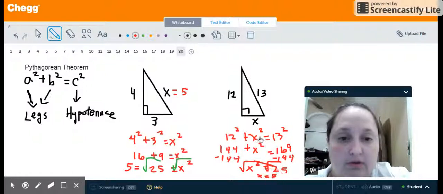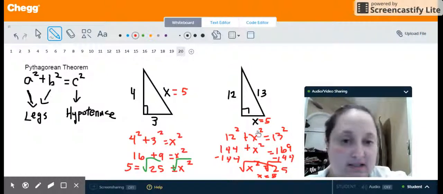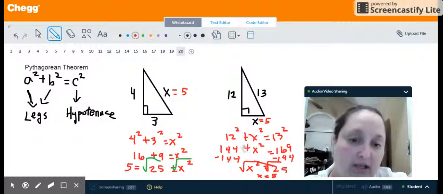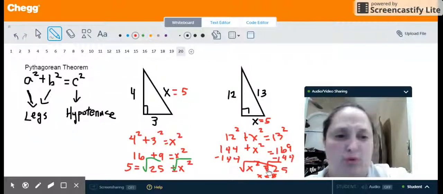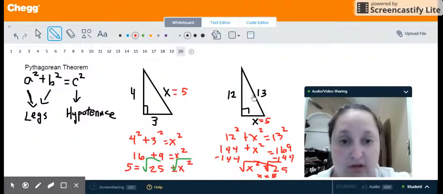So notice two very different problems where 5 is the hypotenuse and where 5 is the leg. Okay, notice the difference. If x is the hypotenuse, you are adding and then taking the square root. Whereas if x is the leg, you are subtracting and taking the square root. These problems will be worked exactly the same way every time if you're missing one hypotenuse and one leg and you have all of the other legs.